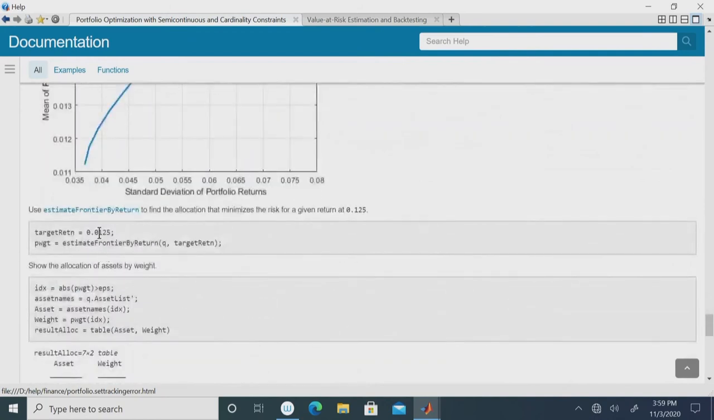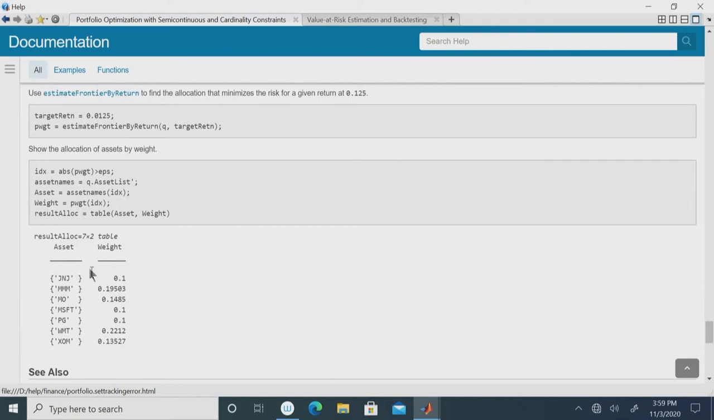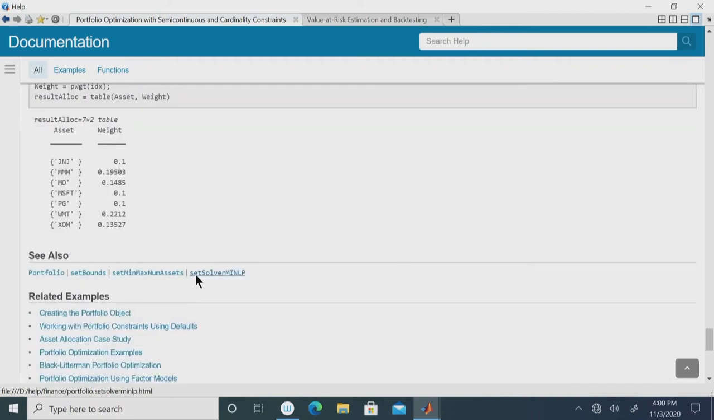So you set the target return of 12.5% on the tracking portfolio, and once you have included that condition, you can again do the allocation, and it turns out that these are the weights that are going to give you the optimal allocation with this target return imposed on the problem for a tracking portfolio that is used for tracking error purposes.